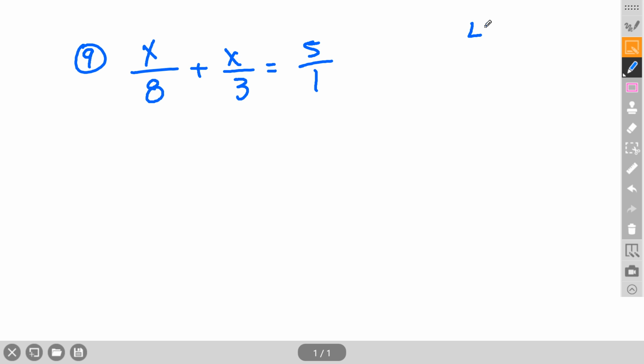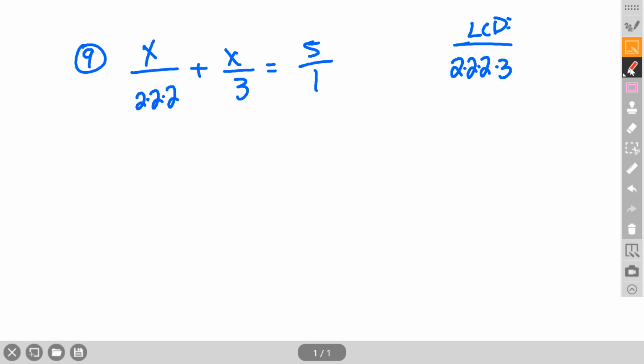Okay, so I'm going to look for the LCD of all three denominators, 8, 3, and 1. Factors, so 8 factors into 2 times 2 times 2. 3 doesn't factor into anything else, and neither does 1. So the LCD would be any factors that they have in common, well, none of them have anything in common, multiplied by what they don't have in common, which is three 2's and 3.